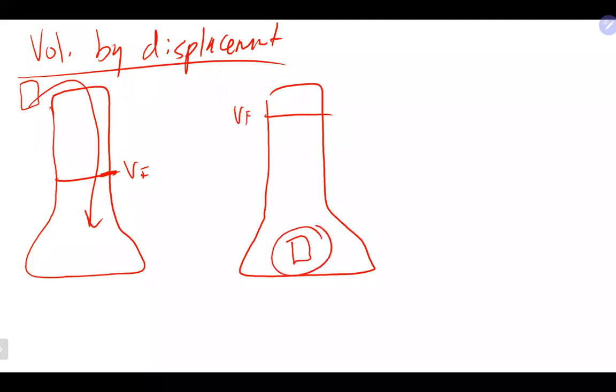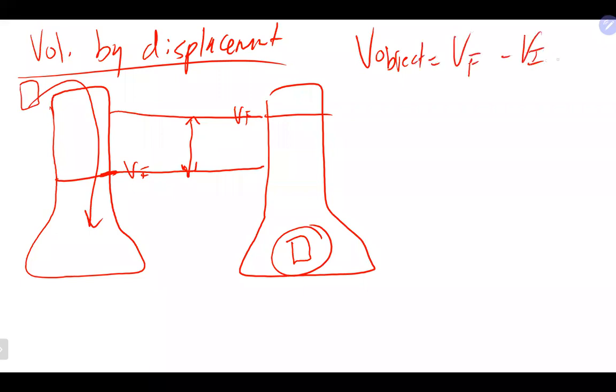Now, this solid object will displace a volume that's equal to its own volume. So if you take the difference between where it started, kind of like what we were talking about with the burette, and where it ended, you could actually figure out the volume of the object. So in this case, the volume of the object would be our final volume minus our initial volume. So that is a very, very common way that volume is found.